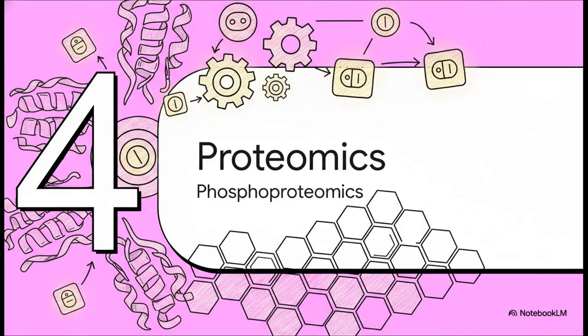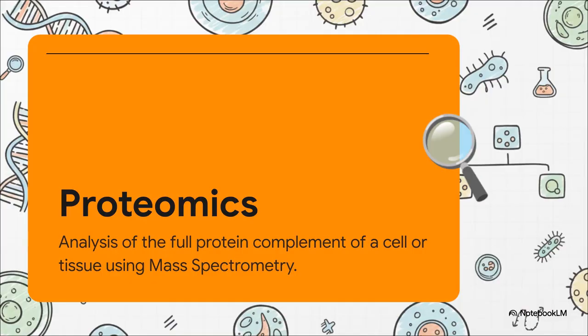All right, Section 4, Proteomics and Phosphoproteomics. Next, we dive into the actual functional machines of the cell and their molecular switches. Proteomics is the analysis of the full protein complement of a cell or tissue, heavily relying on mass spectrometry, or MS. Its main applications are in biomarker discovery, identifying drug targets, and studying post-translational modifications, or PTMs.